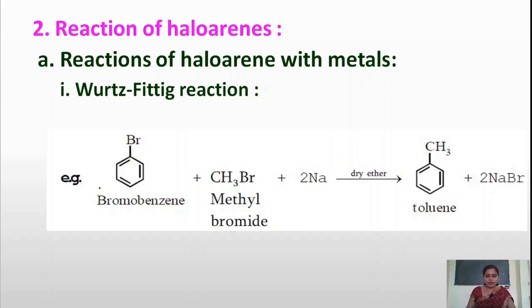When an aryl halide reacts with an alkyl halide in the presence of sodium and dry ether, we get one alkyl group and one aryl group attached together. This is the example of bromobenzene reacting with methyl bromide in the presence of sodium and dry ether. The benzene ring gets attached to the methyl and we get the structure of toluene, and the bromine reacts with sodium to form sodium bromide.